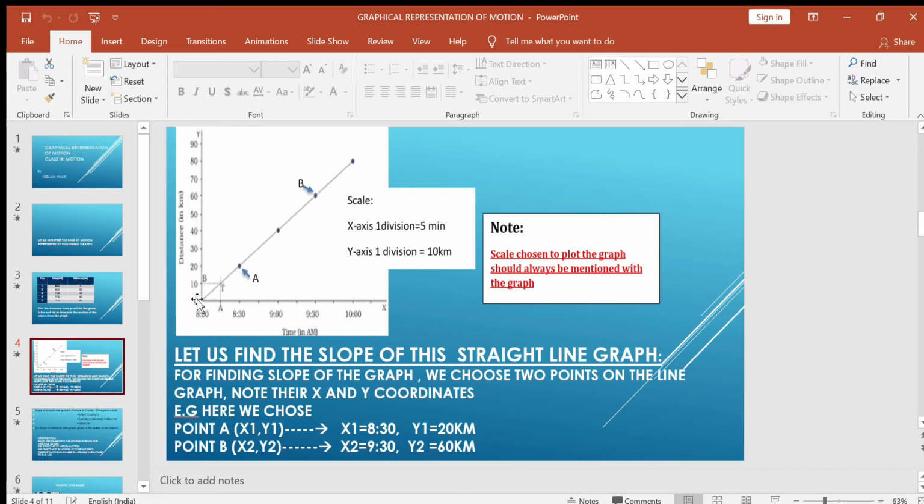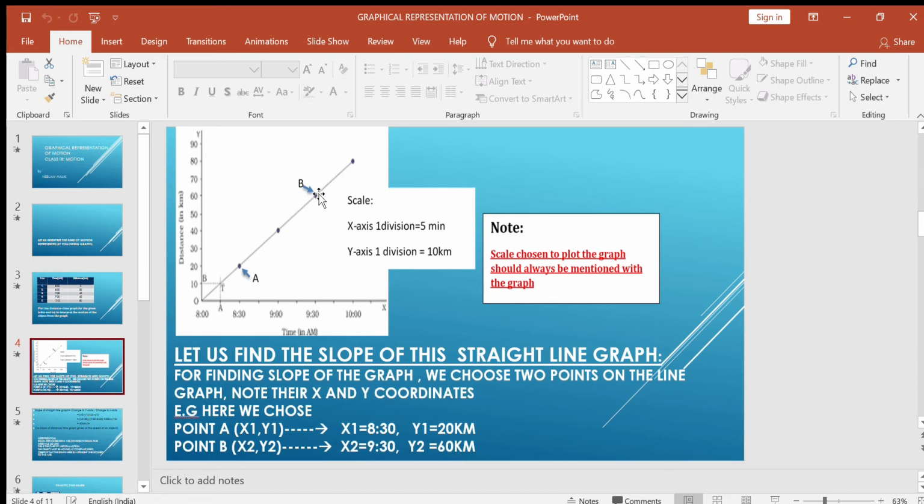So we observe that the graph for the uniform motion comes out to be a straight line which is inclined to time axis. Now if the graph is a straight line inclined to time axis, fine, so that means it's a graph of uniform motion. For a straight line we can always find the slope also. The slope of the straight line graph we can find by choosing 2 points A and B.